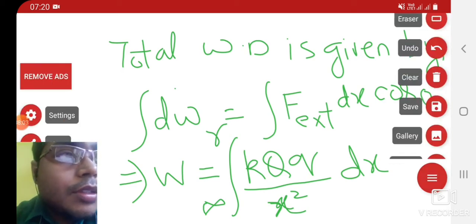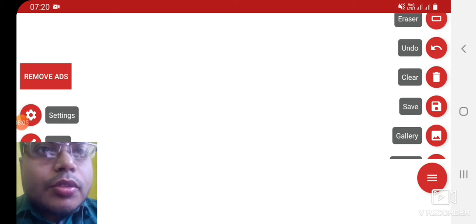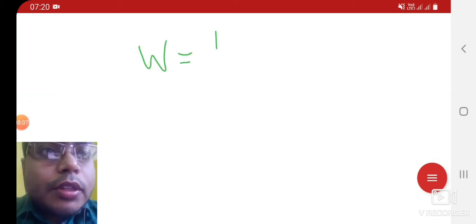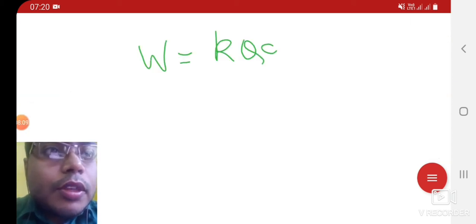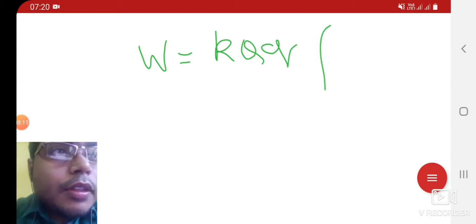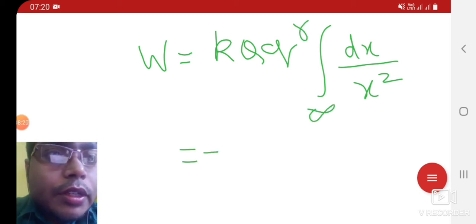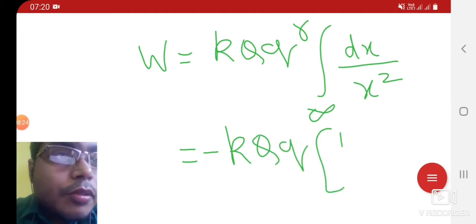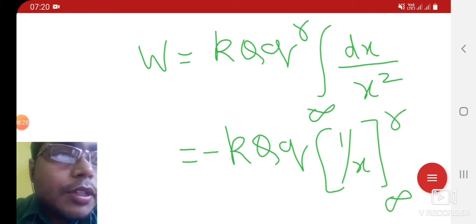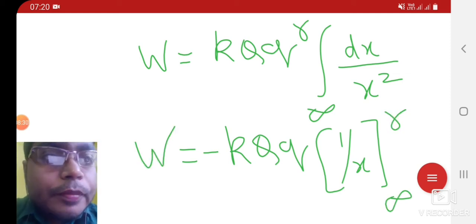Now let us solve this equation. On the right hand side, if we do the integration, kQq will be constant, right? And within the integration sign, this will be dx upon x squared, from infinity to r. On further integrating, we'll be getting kQq times 1 by x, from infinity to r. This integration you can try by yourself also.